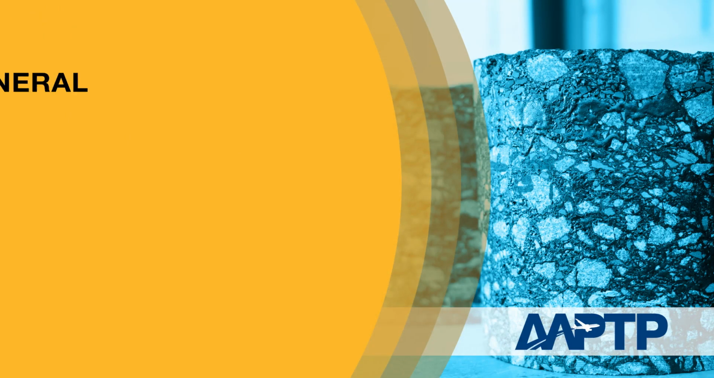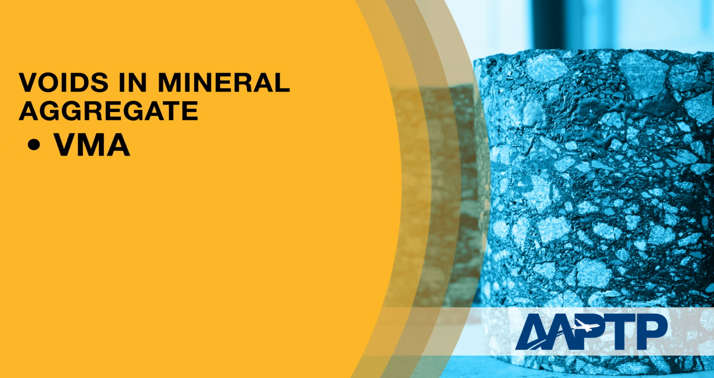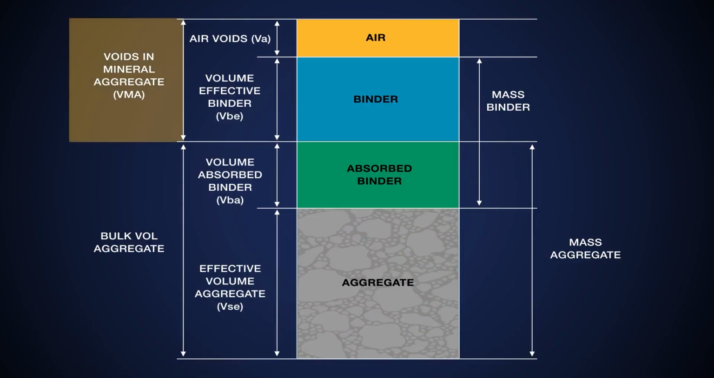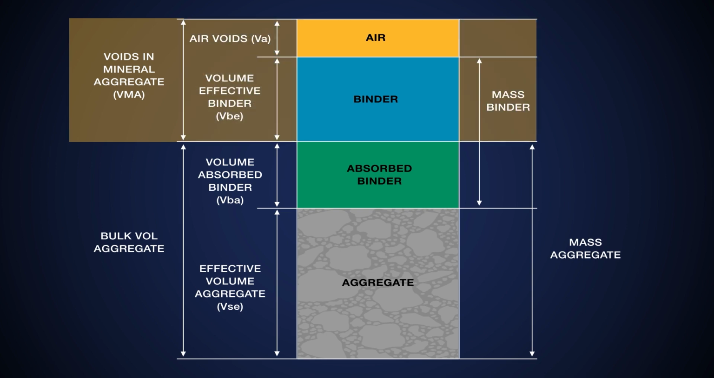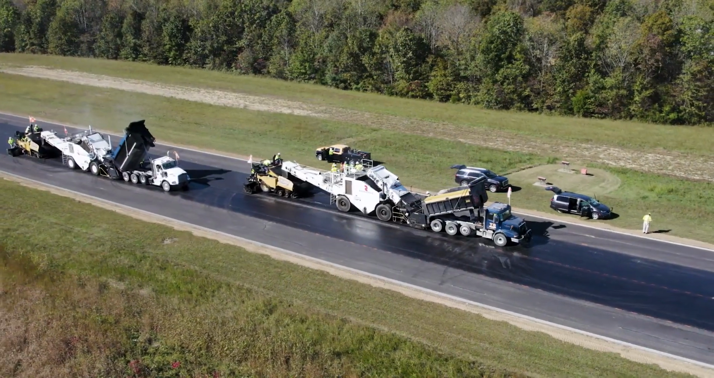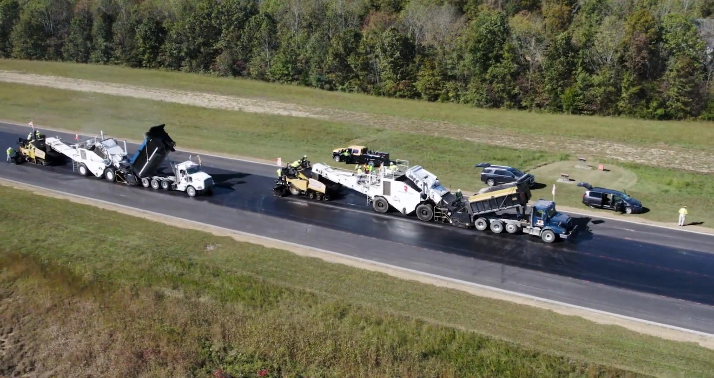Other key metrics include the voids in mineral aggregate, VMA, and the voids filled with asphalt, VFA. VMA are the air void spaces that exist between the aggregate particles in a compacted paving mixture, VA, including spaces filled with asphalt, VBE. VFA is the percentage of voids in the compacted aggregate mass that are filled with asphalt. Choosing the right combination of materials and quantities will provide the best performance throughout a pavement's service life.